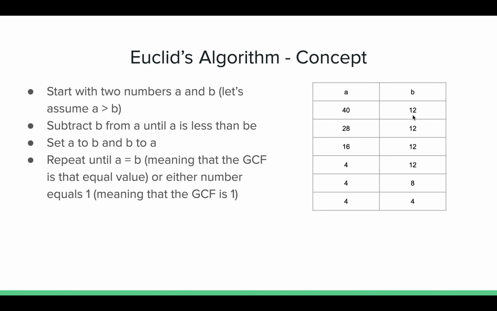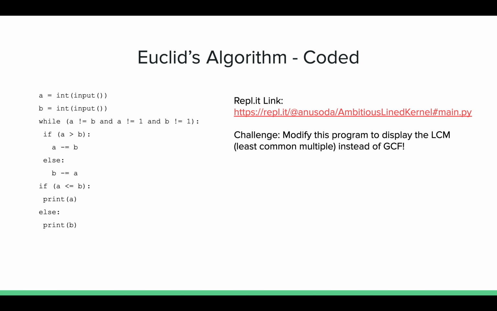So an example of that implemented is we have this right here. You have 40 and 12. 12 is the smaller number, so we subtract that and get 28. This is still larger, so we subtract. But now 4 is smaller than 12. So we keep on subtracting, and then we get to this point right here where 4 is equal to 4, so we know that the GCF is 4. And this is an example of that coded.